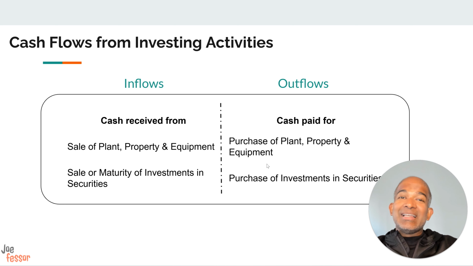On the right, the outflows are generated by purchases. These include cash paid for the purchase of new PPE, or plant, property, and equipment, and the purchase of investment securities. Investing cash flows show management's strategy regarding capital expenditures and portfolio allocation, answering the question: is the company adequately investing in its future productive capacity?